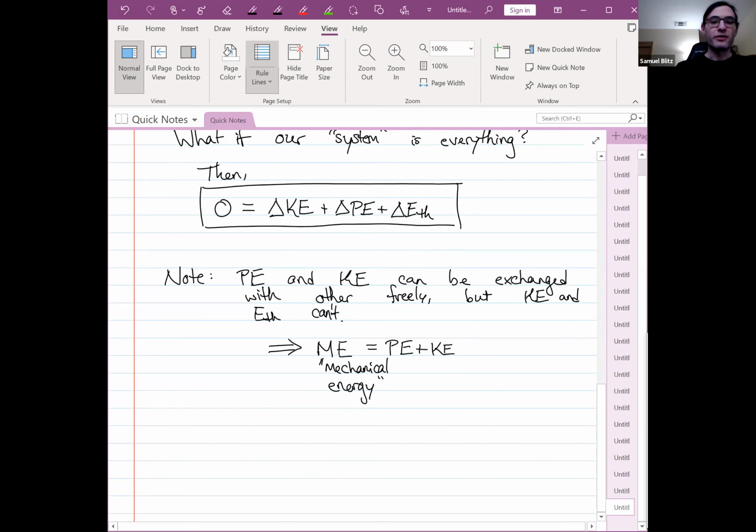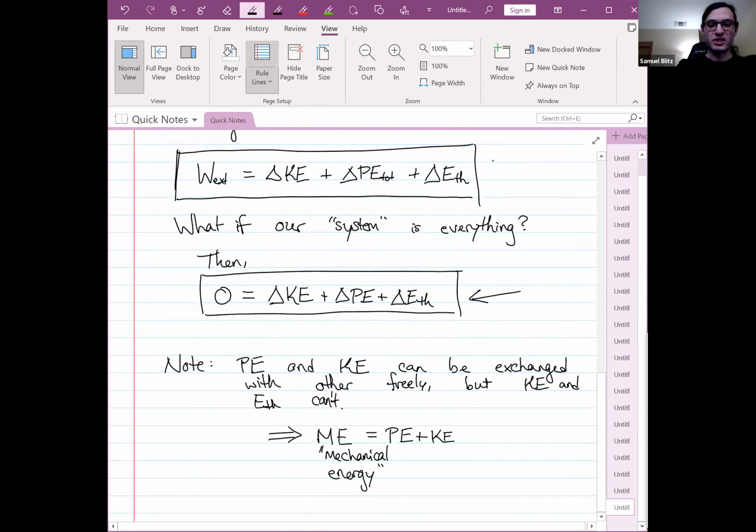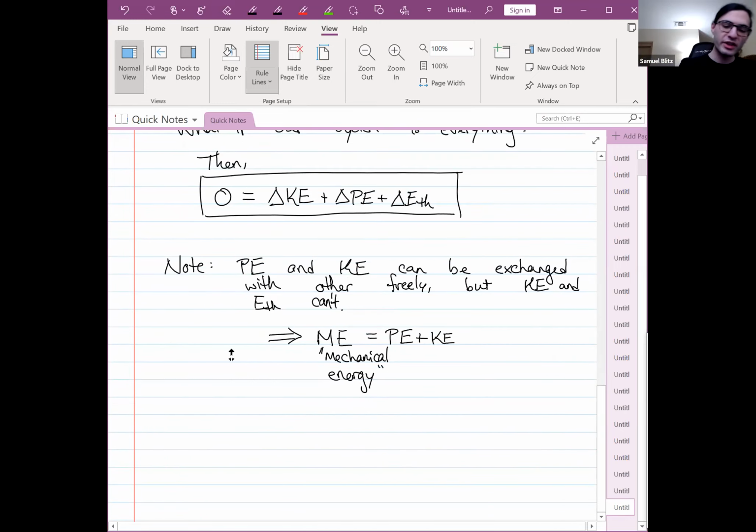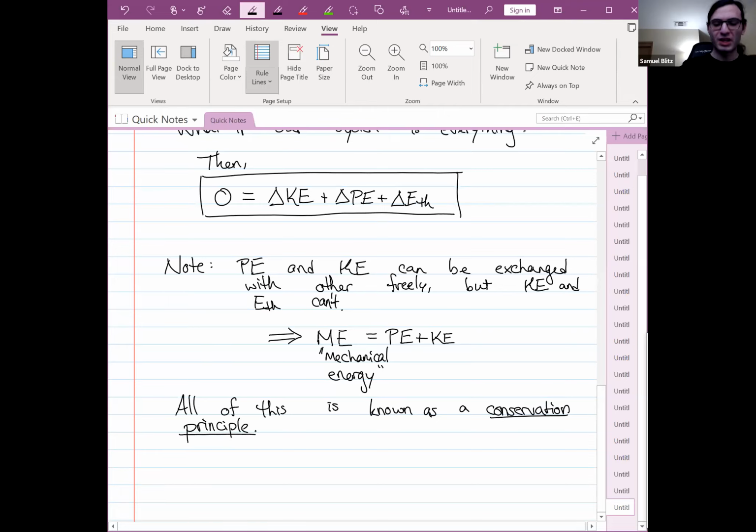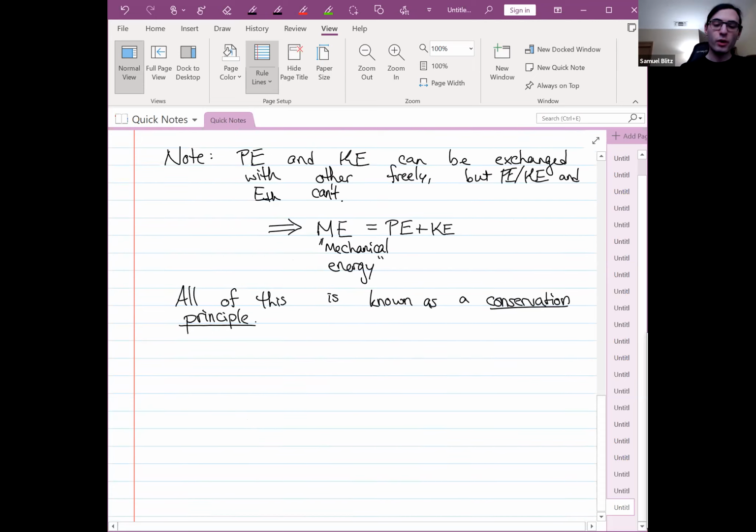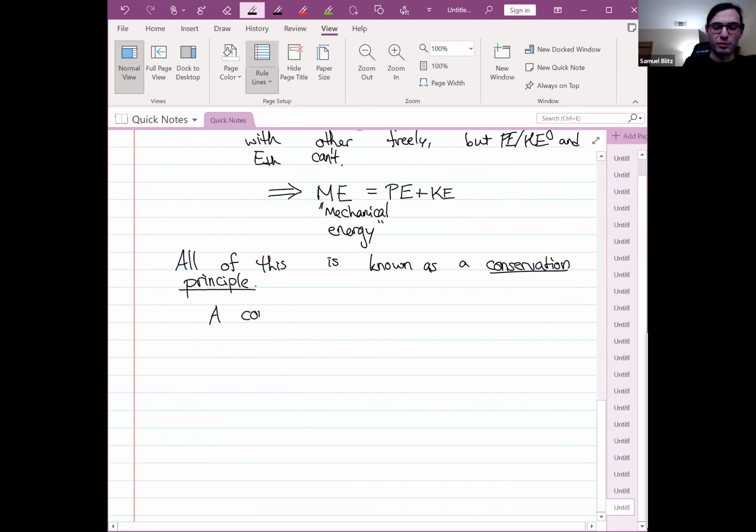So all of the above stuff that we've talked about, like this equation in particular, all of those equations, all of this notion of being able to exchange potential and kinetic energy, all of this is known as a conservation principle. So a conservation principle kind of is, as the name says. Let me put this. There we go. So let's talk about what a conserved quantity is, because you guys might not know what that is.